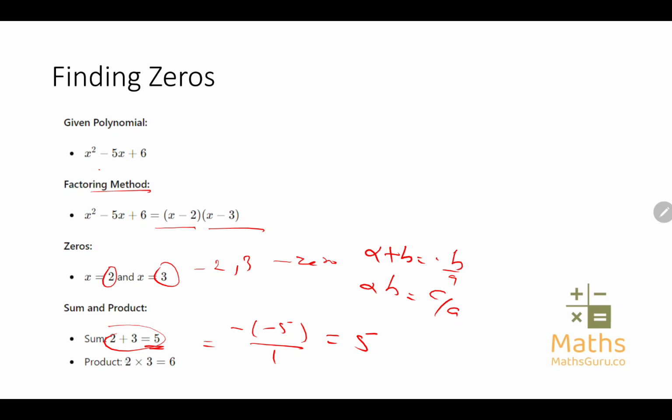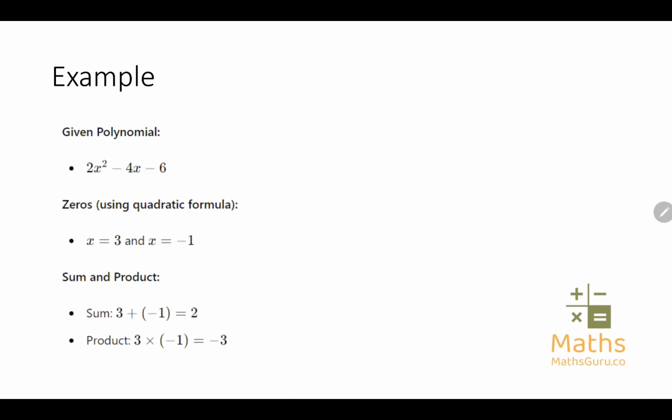Let's do alpha into beta: 2 into 3, which is 6. Let's check it over here. c is 6 and a is 1, so it would be 6. Got it? Let's take one more example.